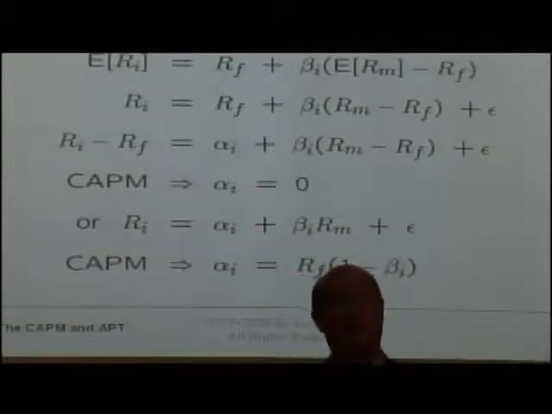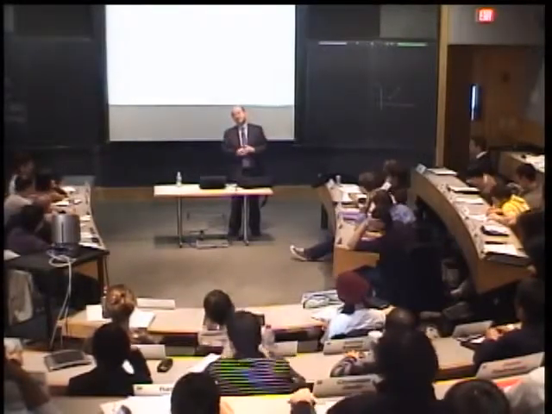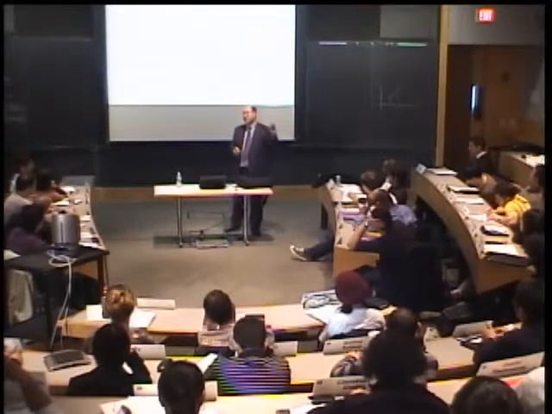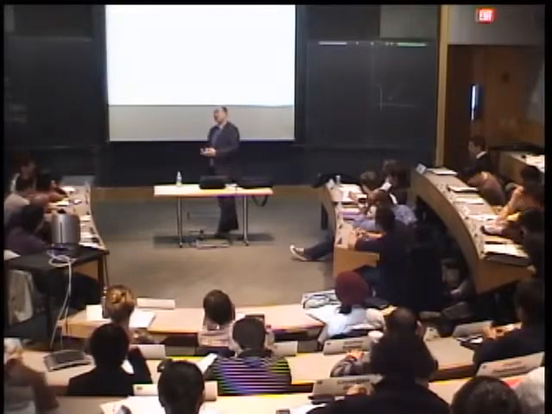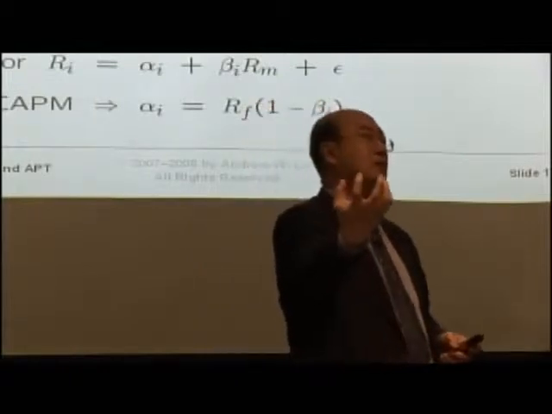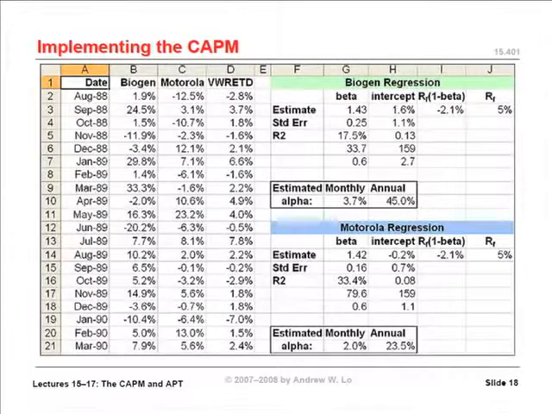Okay, so let's do it. Let's see whether or not it's true. Let's take a bunch of stocks, subtract the risk-free rate from the stock returns, run a regression of that stock's return on a constant and the market excess return, and let's see whether the intercept is equal to 0. Well, if you do this for two stocks, Biogen and Motorola, I've done this from 1988 to I think 2006. When you run that regression, here's what you get.